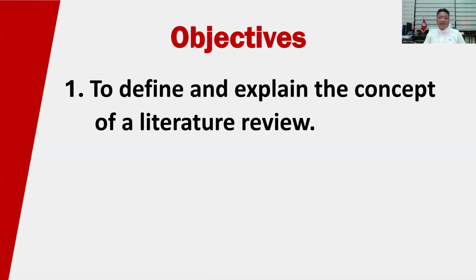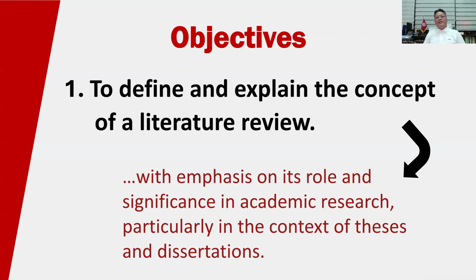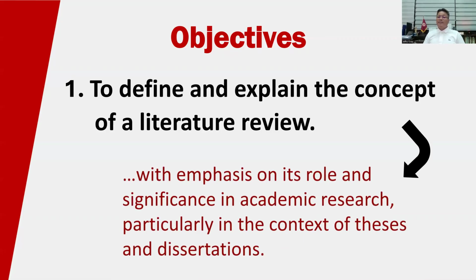So in this lecture, how to write the literature review, I begin with a brief discussion on the meaning of the lit review. And then the second objective, of course, talks about why and then the how. So that is why the first objective is to define and explain the concept of a literature review with emphasis on its role and significance in academic research, particularly in the context of thesis and dissertations.